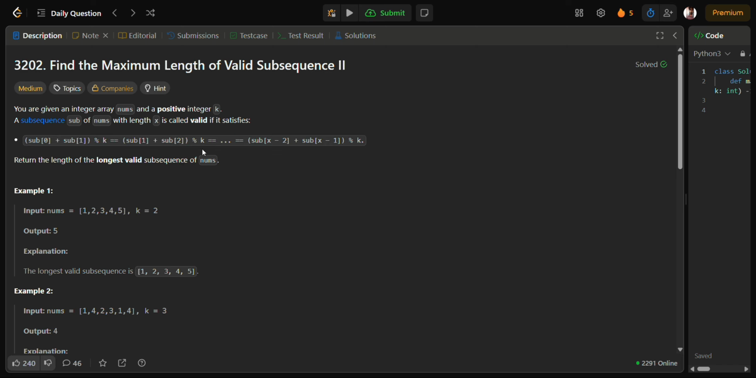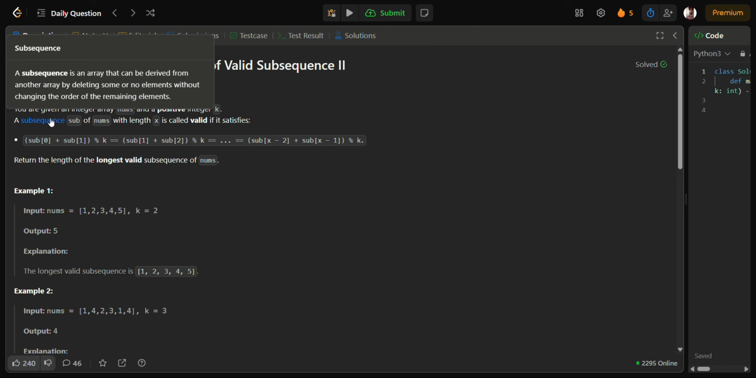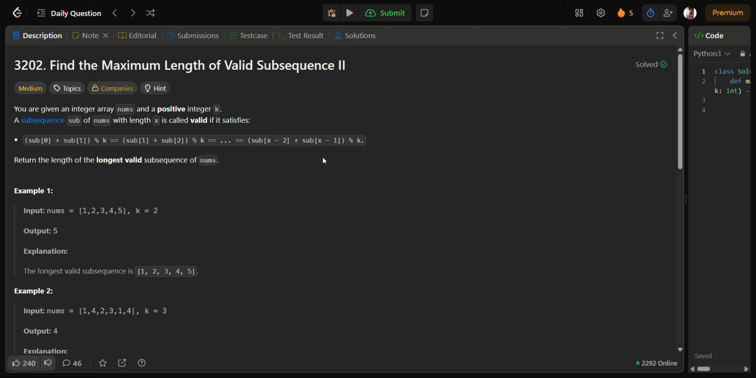And remember, a subsequence allows you to skip elements from the original array. You don't have to pick elements that are next to each other, but you do have to preserve their original order. Your goal is to find the maximum length of any such subsequence where this rule holds true throughout.